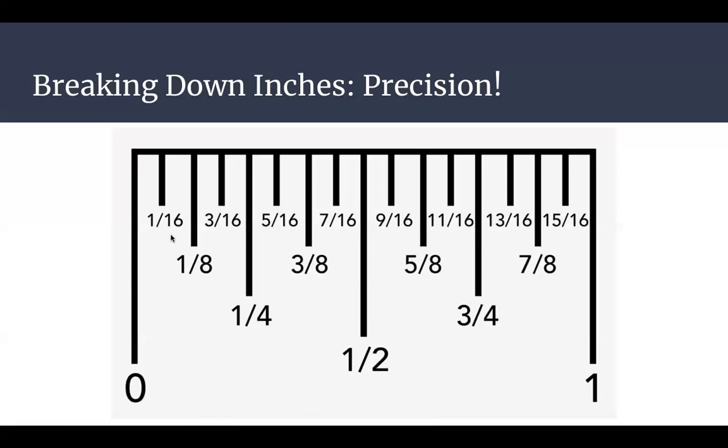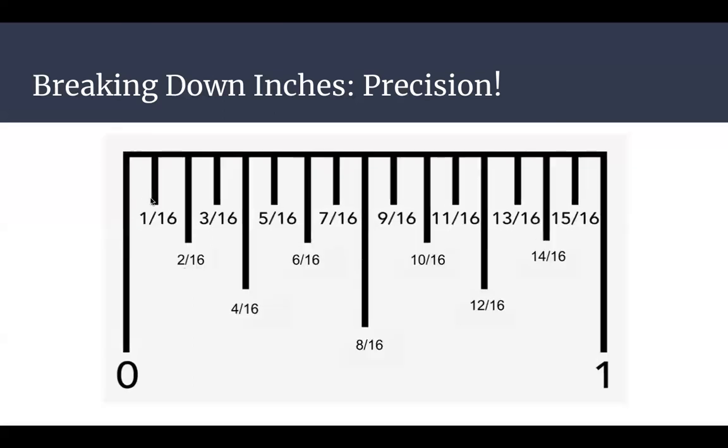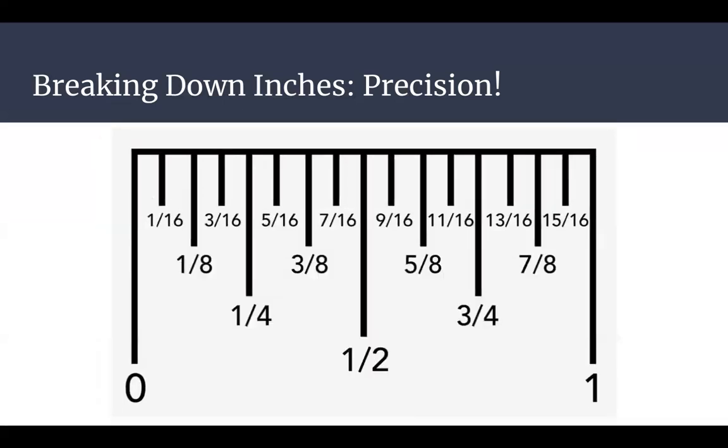If you are ever working on a project with really precise measurements, the smallest you would usually go would be a 32nd, which would be half of a 16th. So we have our inch broken down into 16ths, and then we have our inch broken down into half, quarters, eighths, and 16ths because we were able to simplify.